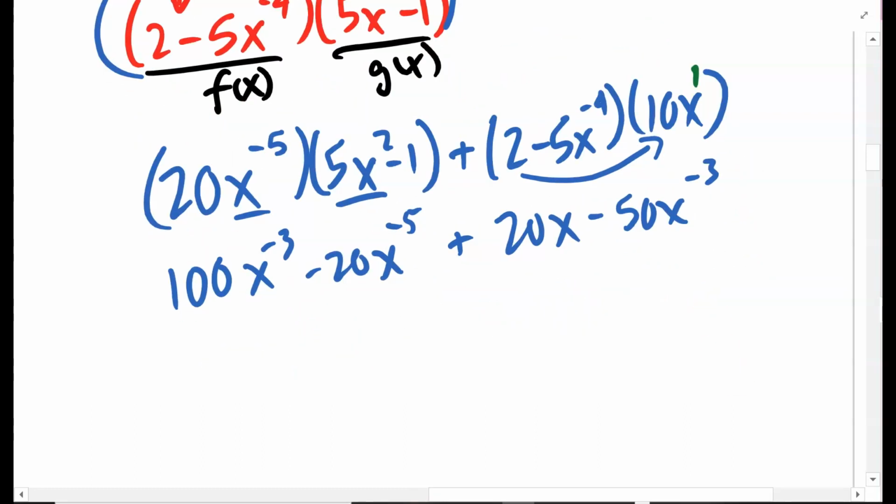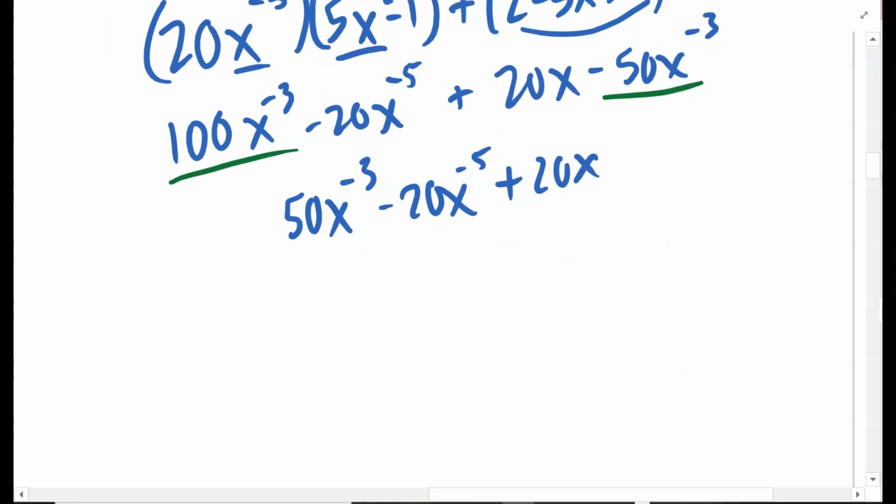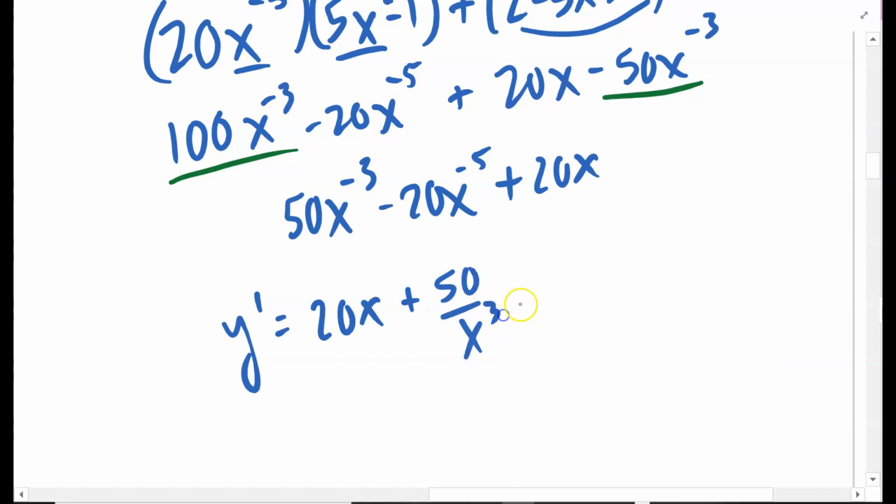All right, so combine like terms, if there's any like terms to be combined. So here, those both have an exponent of negative 3. So we can write that as 50x to the negative 3. And then we'd have minus 20x to the negative 5 plus 20x. And so now we just need to write without any negative exponents. And I would actually put the 20x in the beginning, because it's to the 1, which is a bigger number than your negative 3 or negative 5. So your y prime would be 20x plus 50 over x to the third minus 20 over x to the fifth.